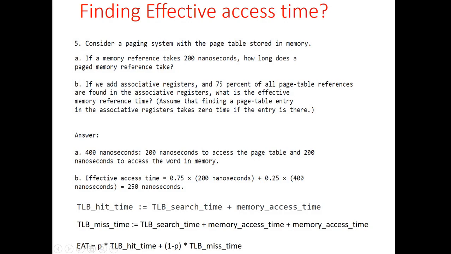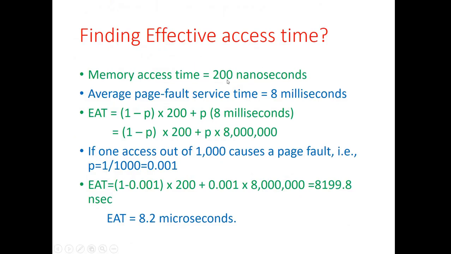Let us take up another example. Memory access time requires 200 nanoseconds. Then the average page fault service time. That means if there is a page fault, we require milliseconds of time. So what is the effective access time in this case? So that is 1 minus P into the hit time plus P into the page fault time.